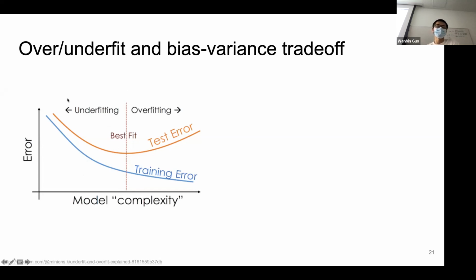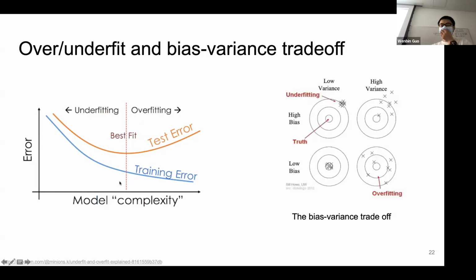This is the boundary, the so-called best fit. On the left, we probably see the model is underfitting. On the right, we probably see the model is overfitting. So we want to make a compromise and stay here. This is related to what in statistics we call the bias and variance trade-off.